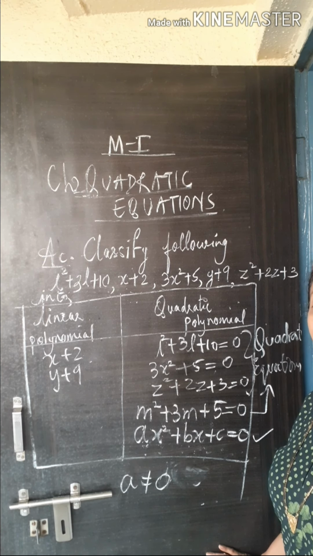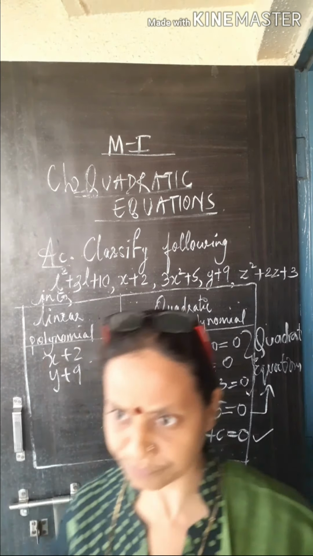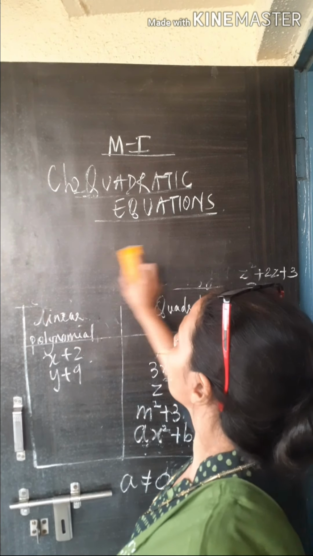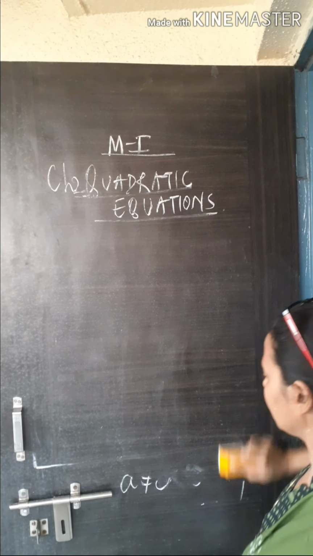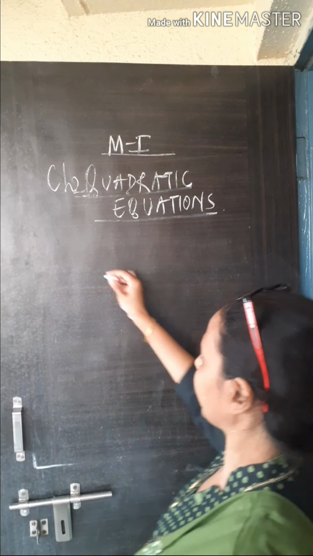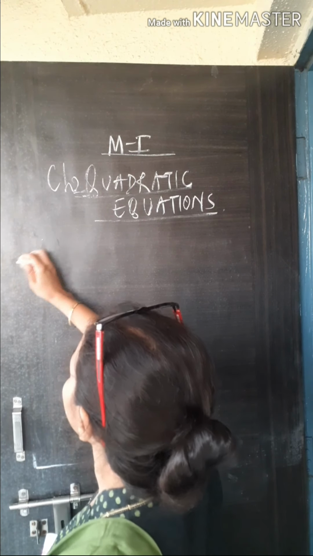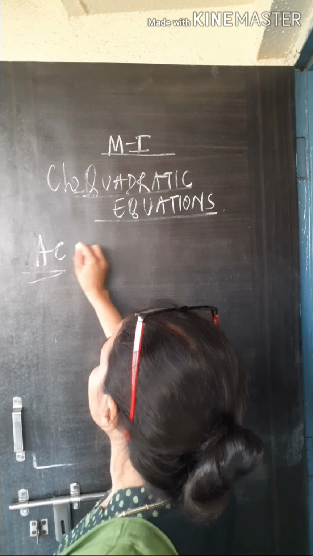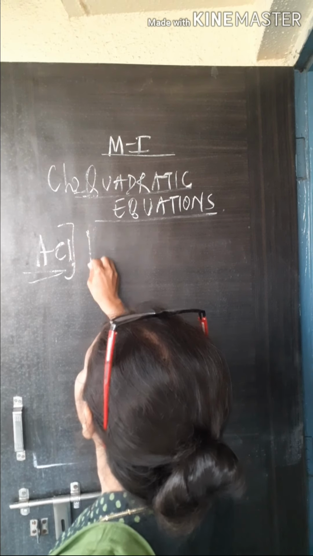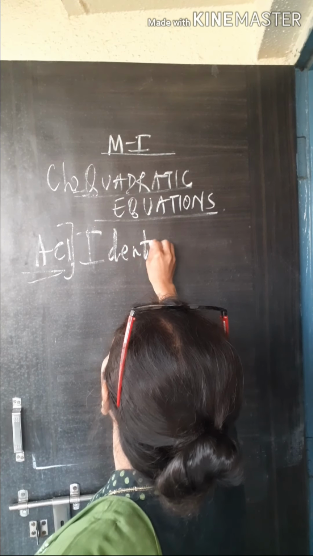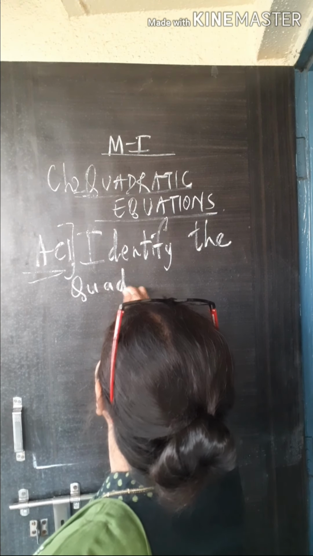Right? For the homework, the assignment which I will be giving you, I will write this down and give you the homework just to identify which is the quadratic equation. Write down this activity, I'm giving it to you as homework. Activity 1: identify the quadratic equation from the following.